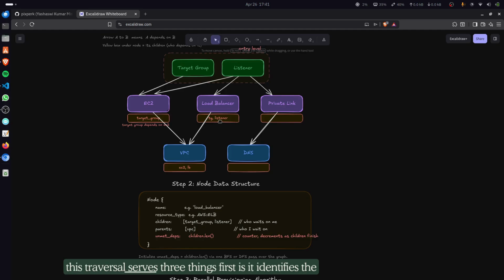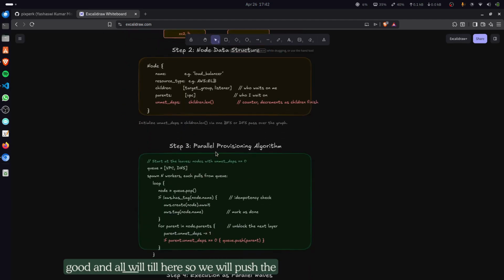So this traversal serves three things. First, it identifies the leaves which have to be spun up first. Then it initializes the unmet dependencies, or unspun dependencies, with children.length. And then it also populates the parent data structure. So all good and all well till here.